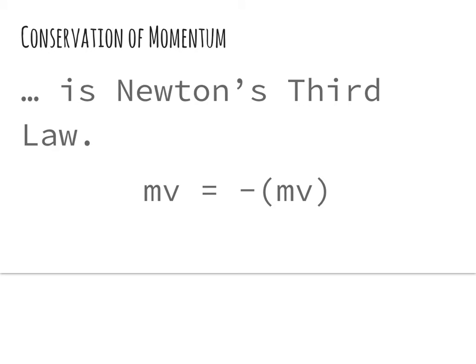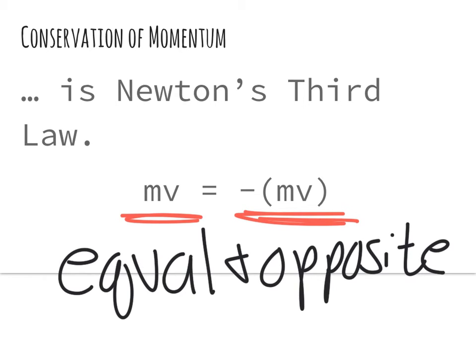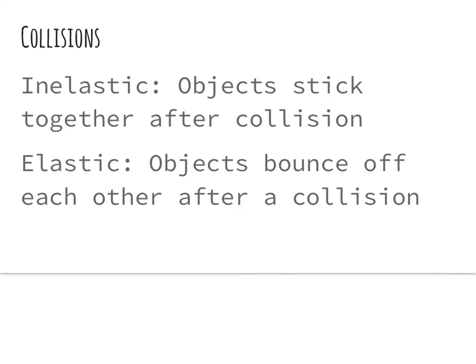So as I said before, conservation of momentum is Newton's third law. The momentum at the beginning of a collision is going to be the momentum at the end of a collision. That's why it's opposite. Remember, equal and opposite. If you know Newton's third law, you also know the conservation of momentum. Let's see how this acts in real life.